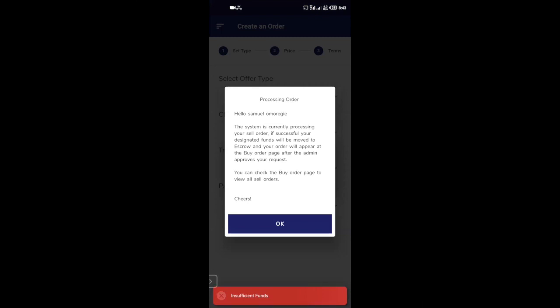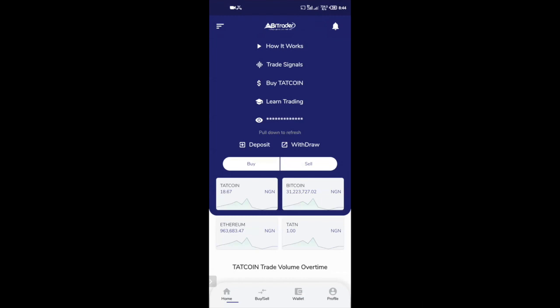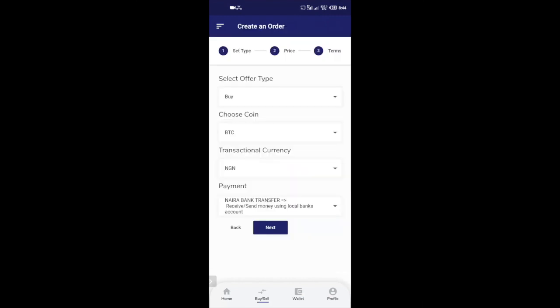Now, this is only happening because I do not have enough funds on it, okay? I do not have enough funds because once you create this sell order, it automatically comes here. Escrow automatically takes out this money that you claim to have or that you want to buy with, okay? So the escrow, once the person credits you the TAT coin, the escrow refunds that money back to the person that credited you the TAT coin, okay? It gives you the TAT coin and it takes the Naira and pays the other person.